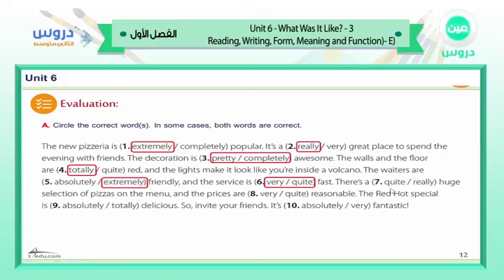There is a quite or really huge selection of pizzas on the menu. This is not an adjective, this is a strong adjective, so we have to say "really huge." Exactly. And the prices are very reasonable or quite reasonable? Both, we can use them both. The red hot special is absolutely delicious or totally delicious? Both. We can say absolutely delicious or totally delicious.